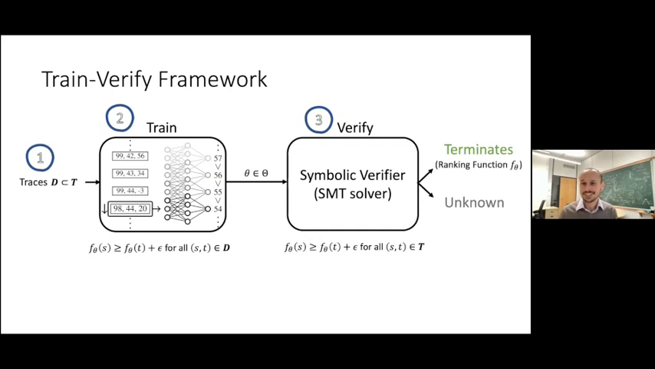Now, the question is, does this work in practice? Because if the machine learning system trains our parameters, and then the verifier is happy with these parameters, then we have proven that the program terminates. Does this happen in practice? This is the first question we need to answer experimentally.